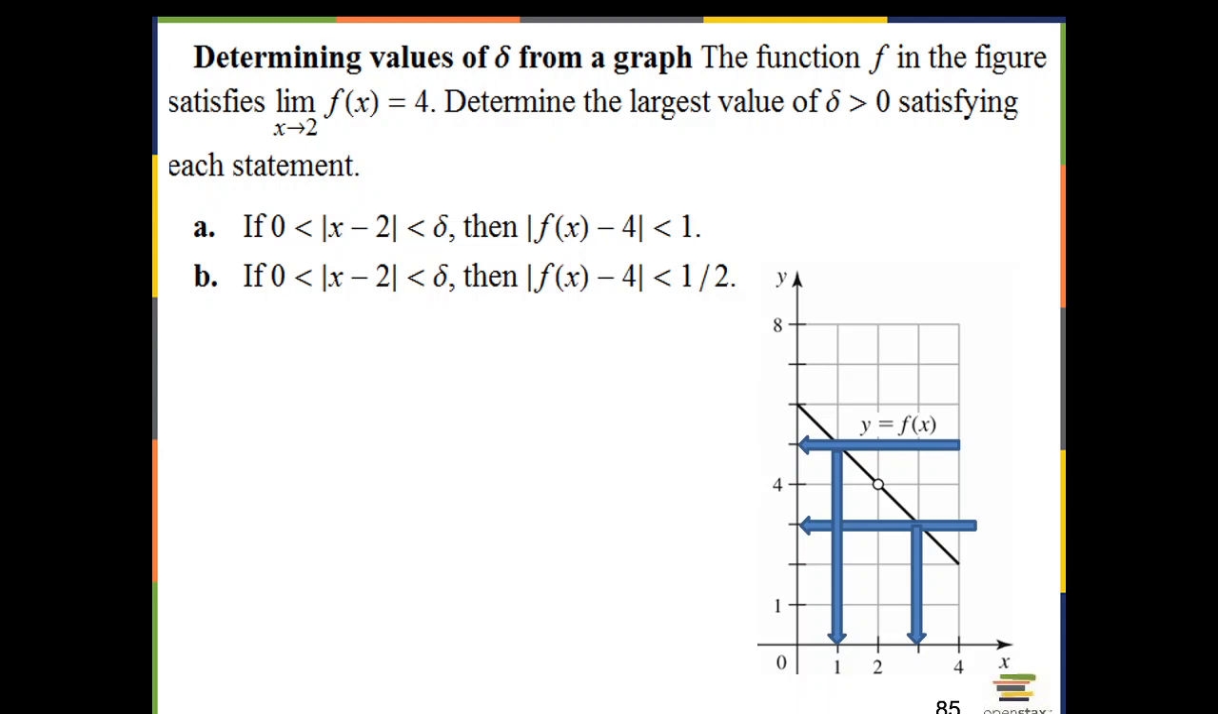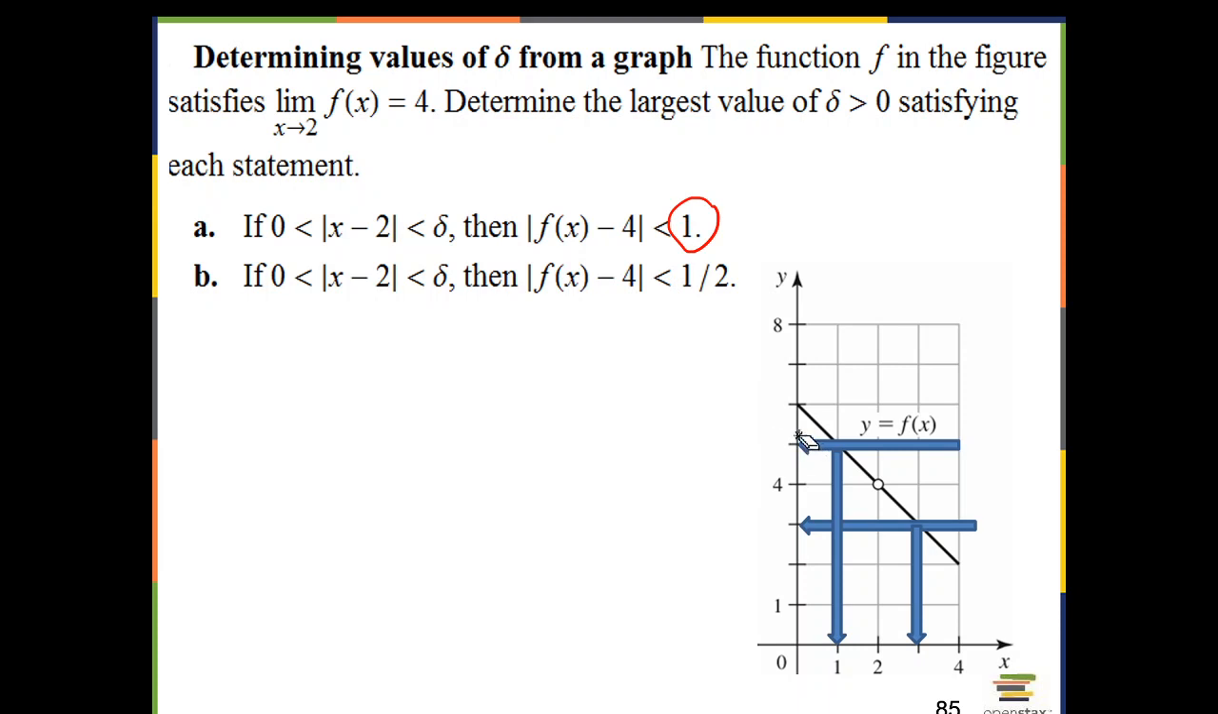Now sometimes instead of proving it, we just want to find one delta for a given epsilon. So in this example, we're given a picture of this limit. Limit of f of x when x approaches 2 is 4. So we are given 2 examples of epsilon. 1. So if I want to prove this to you, and you say, okay, I want my epsilon to be 1, give me a delta.